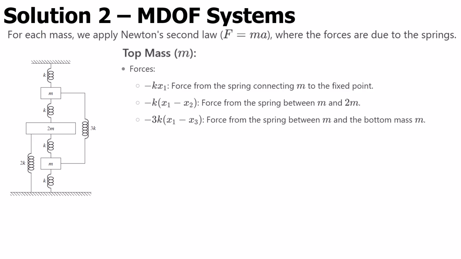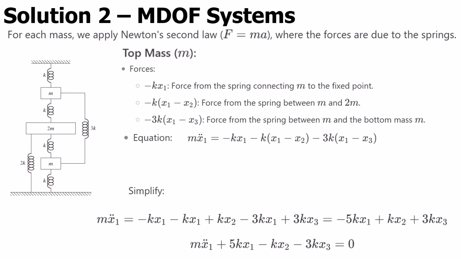Now, applying Newton's second law, we get mass times acceleration equals minus K x1 minus K times (x1 minus x2) minus 3K times (x1 minus x3). So if we simplify the equations and rearrange them, we end up with the bottom equation.